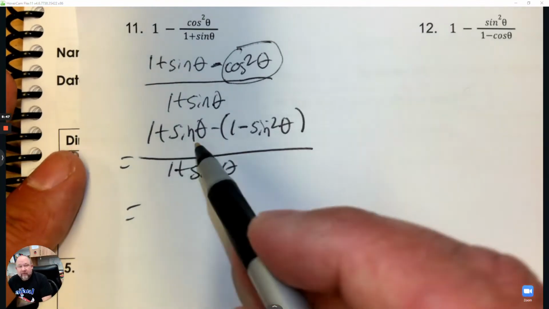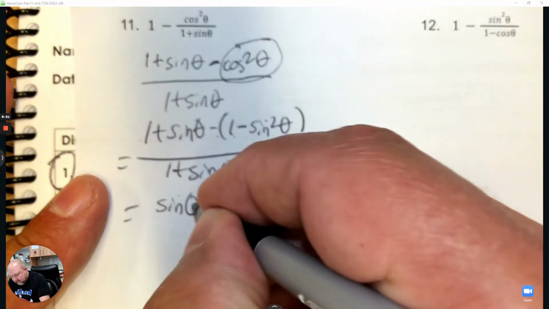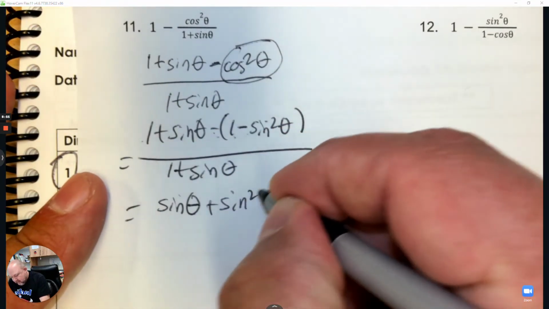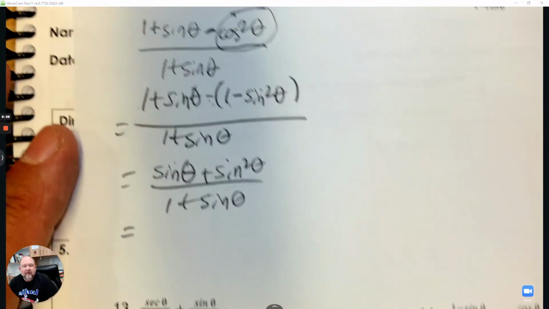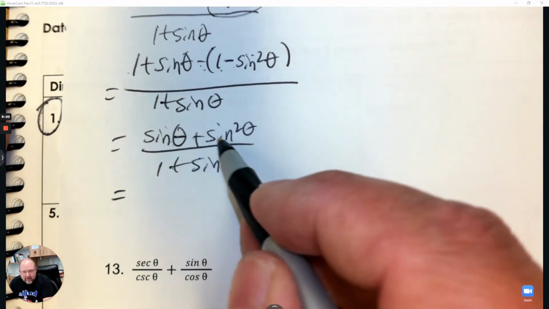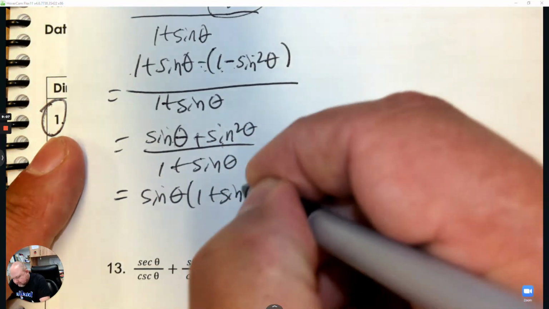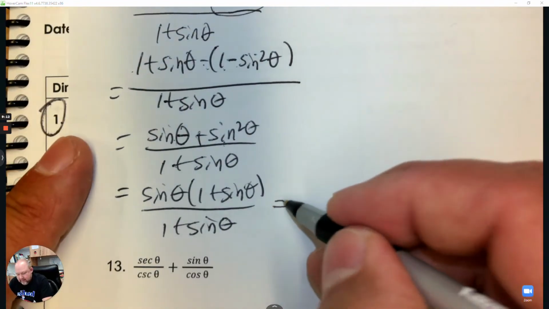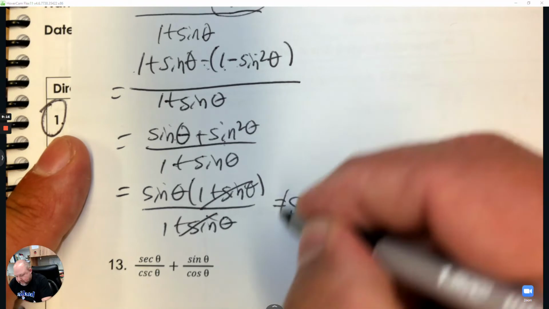Now I'm going to combine like terms. 1 take away 1, it's gone, and I'm left with sine theta. A negative times a negative is plus sine squared. Next, we're going to do some algebra. If I factor here, what do they both have in common? Sine theta. So I factor it out. And then lo and behold, 1 plus sine theta divides out, and I'm left with sine theta. Done.